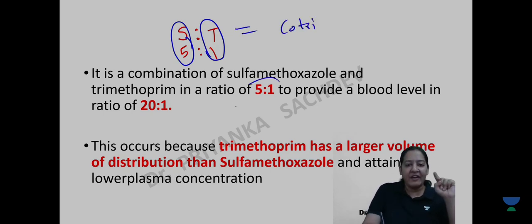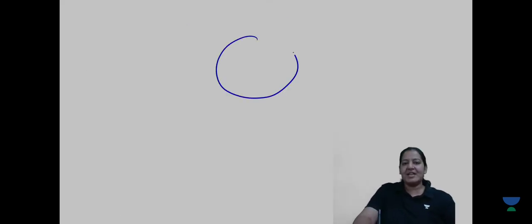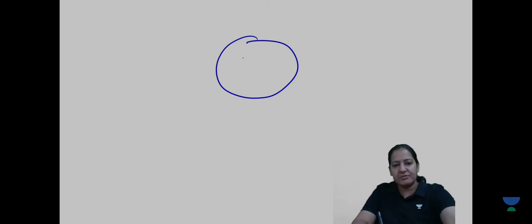Everyone give me a thumbs up. So 5 is to 1 is the answer. We mix them and make a tablet. In the tablet, there are two things: 5 times sulfonamide and 1 time trimethoprim. So this is 5 is to 1.